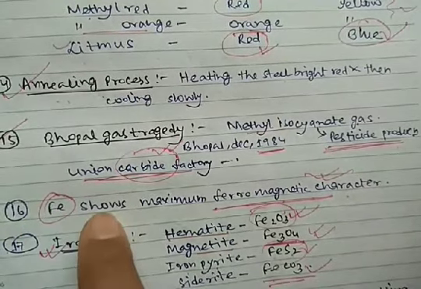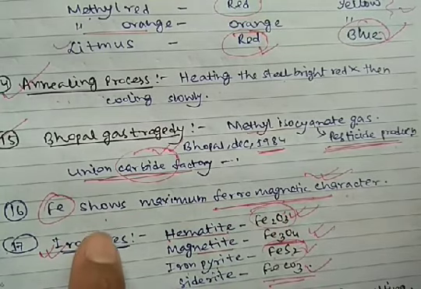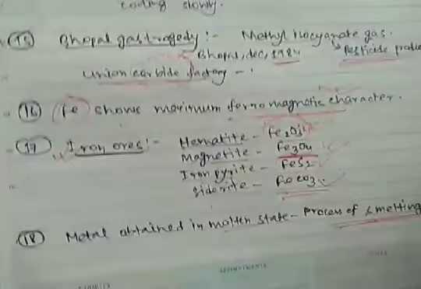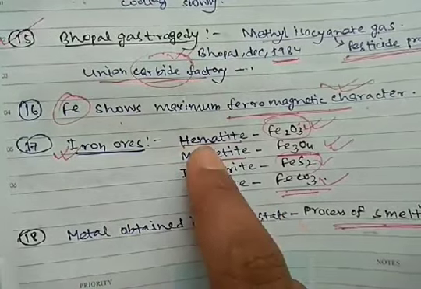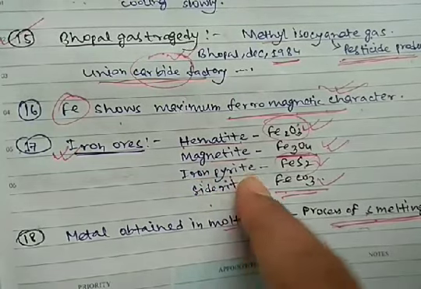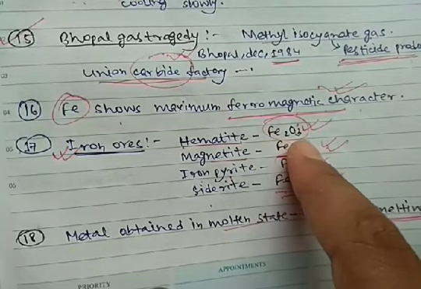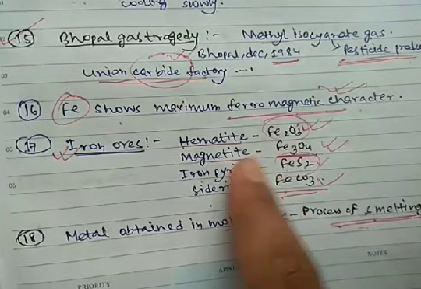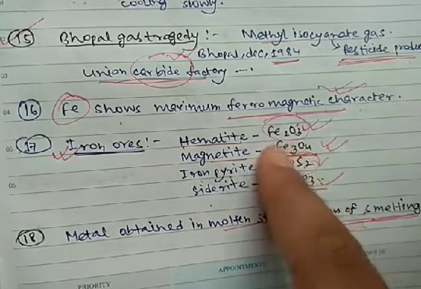Iron shows maximum ferromagnetic characteristics, and others are cobalt and nickel. Now the iron ores, this is very, very important. The hematite, magnetite, limonite, iron pyrite and siderite. The hematite formula is Fe2O3, ferric oxide. For magnetite, this is Fe3O4, having higher valency.